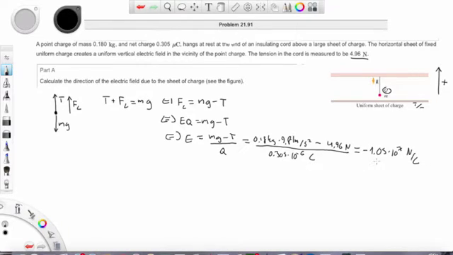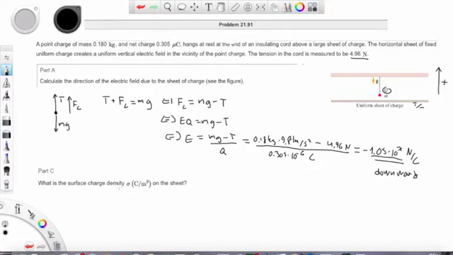So from here we see that our electric field is in fact negative. So it's in the opposite direction from what we indicated here. So we know that the electric field must be downward. And here is the magnitude of the electric field, which also answers the question in part B.